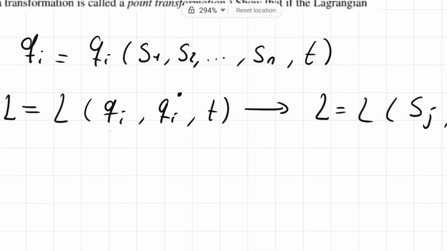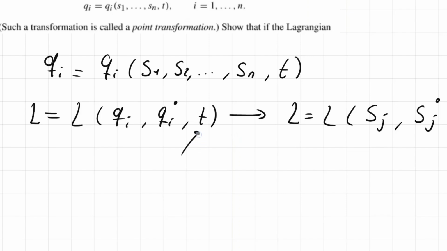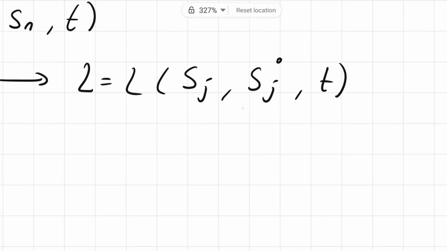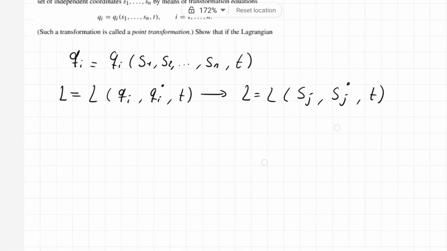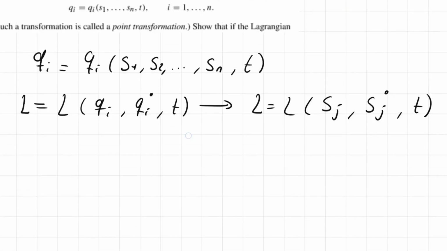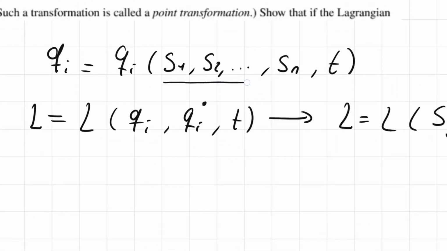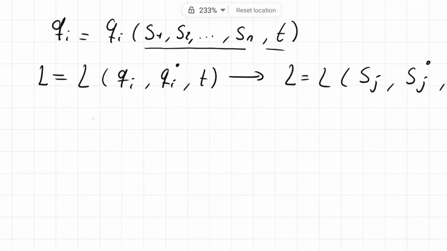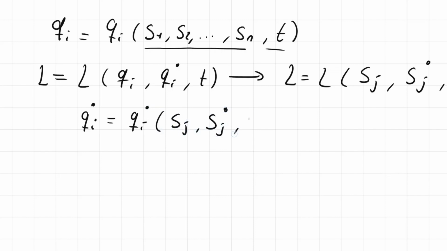Because if qi is a function of s, qi dot is also going to be a function of s and sj dot, and well, the time remains the same. So that means that our new Lagrangian is going to be a function of sj, sj dot, and the time. Okay, so you might be wondering what happens with the dependence on qi dot. I mean that if qi depends on the s and the time, qi dot is going to depend on the s, the sj dot, and the time.